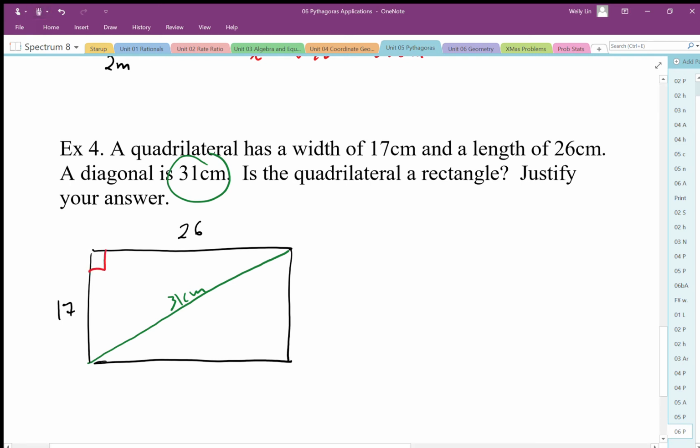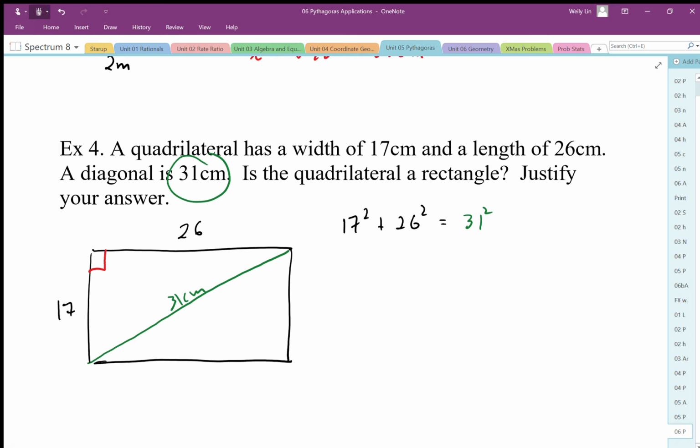Now, if this is a right angle, it should follow Pythagoras' theorem. If it doesn't follow Pythagoras' theorem, it is not a right angle. So I'm going to test it. So 17 squared plus 26 squared should equal 31 squared, and we want to know if it's equal or not. We're going to test it.